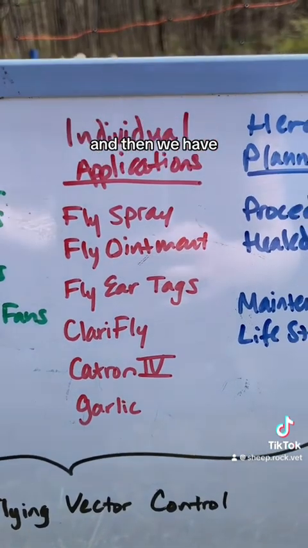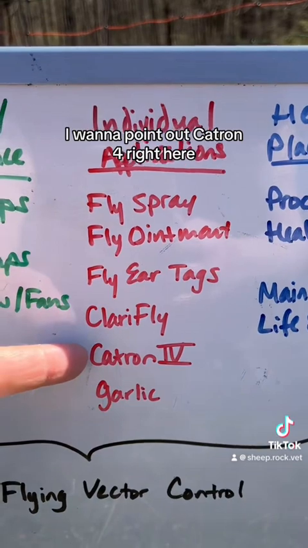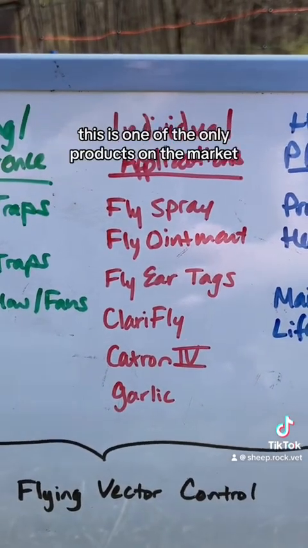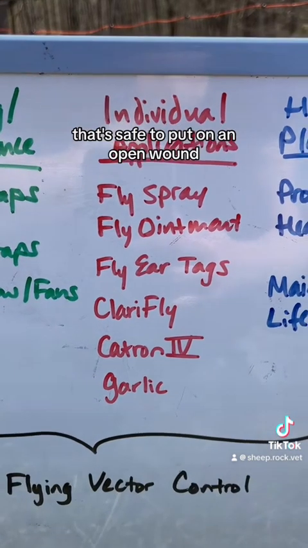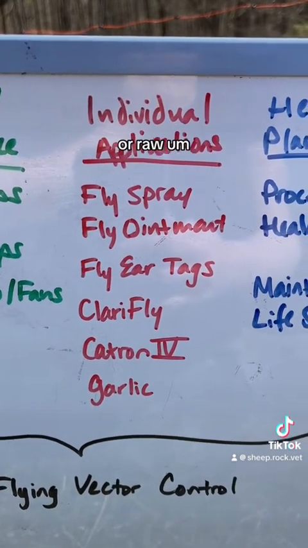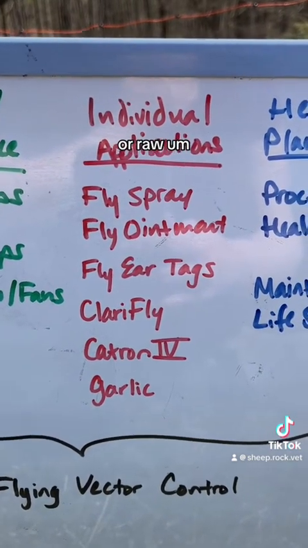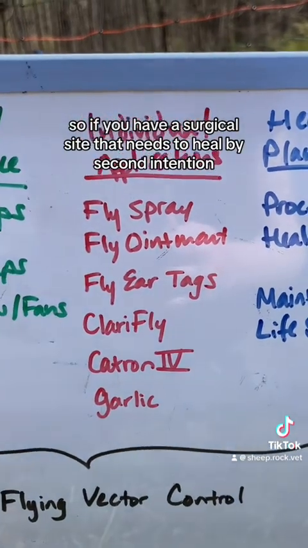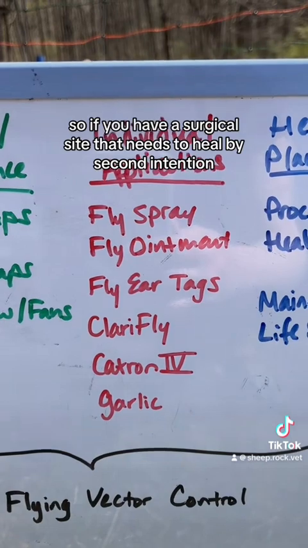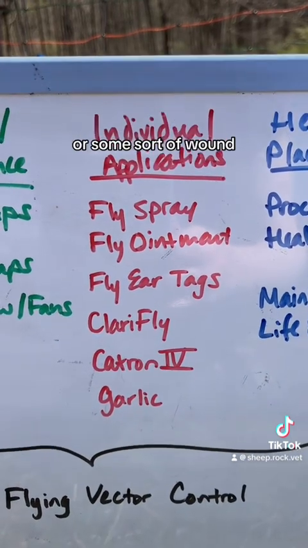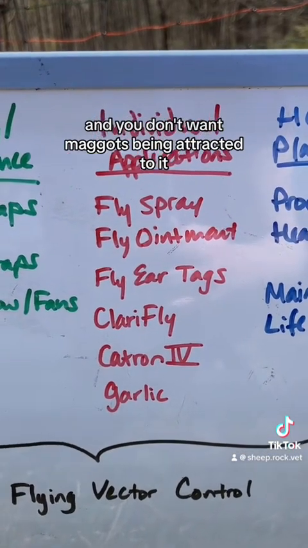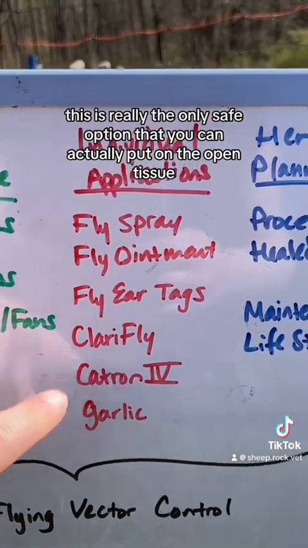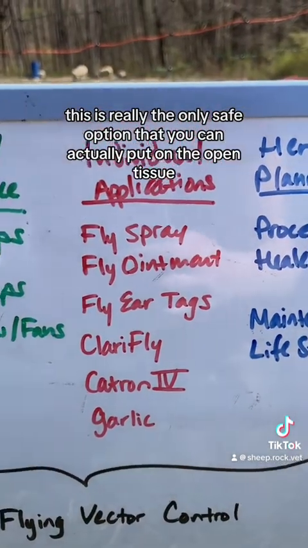And then we have, I want to point out Catron 4 right here. This is an aerosol spray. This is one of the only products on the market that's safe to put on an open wound or raw lacerated skin. So if you have a surgical site that needs to heal by second intention or some sort of wound and you don't want maggots being attracted to it, this is really the only safe option that you can actually put on the open tissue.